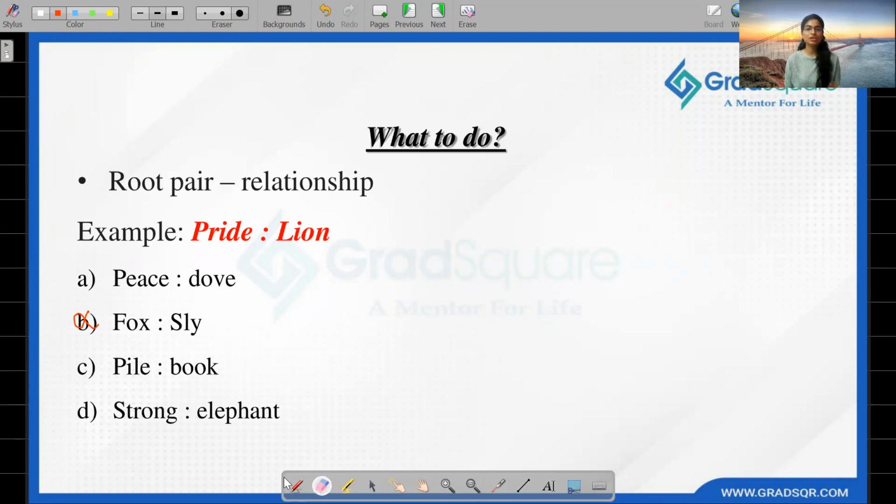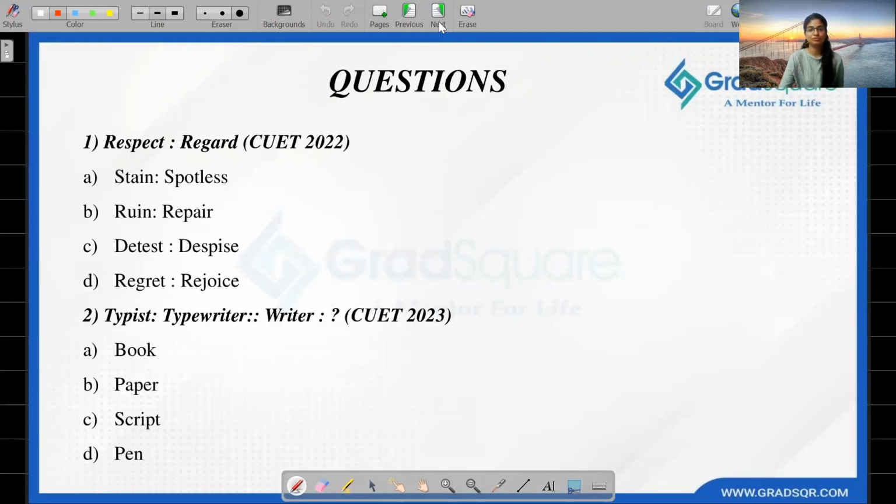Okay. So the secondary meaning of pride is collective noun, right? So what is the collective noun here? Pile. Pile is the collective noun for book, right? Pile of books, right? So the answer is pile is to book. Got it? So this is how you are supposed to analyze your analogy. So moving on to the questions now.